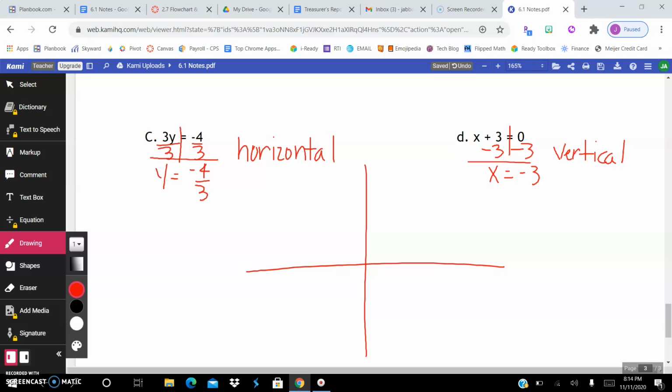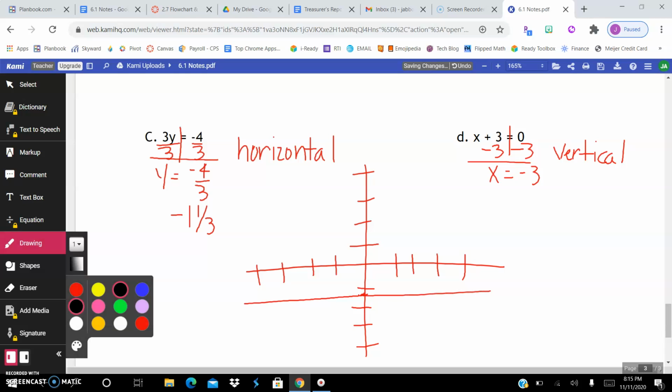So if I graph, -4/3 is like -1 1/3. So -1 and then just past that a little bit. So right about here would be that line. And then x equals -3. Here's x equals -3 over here. So no matter what y is, x will be -3 and it would look like that.